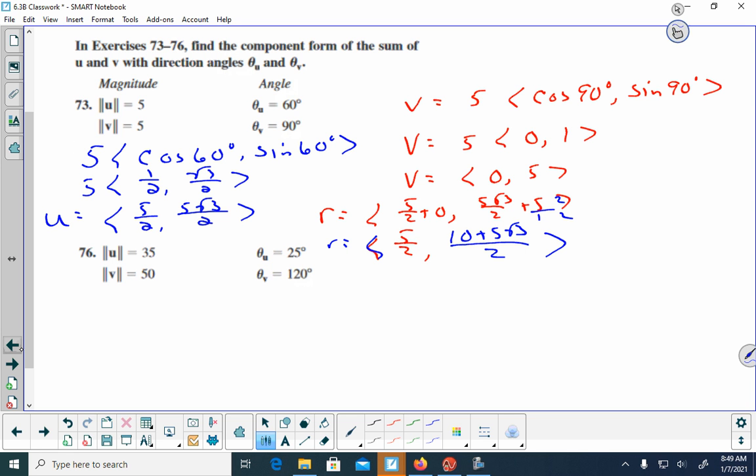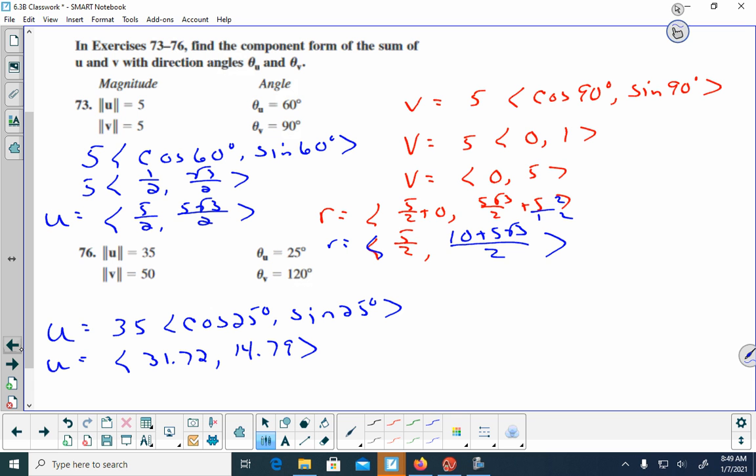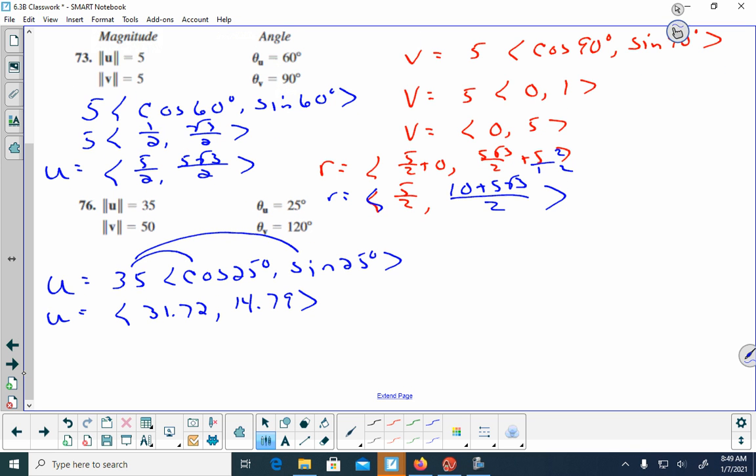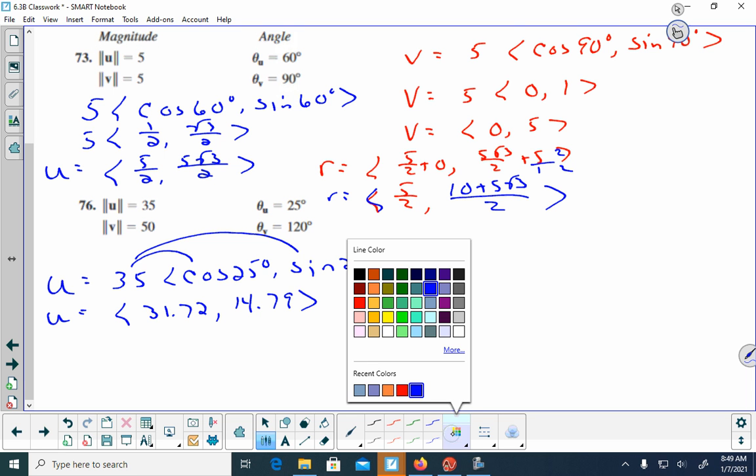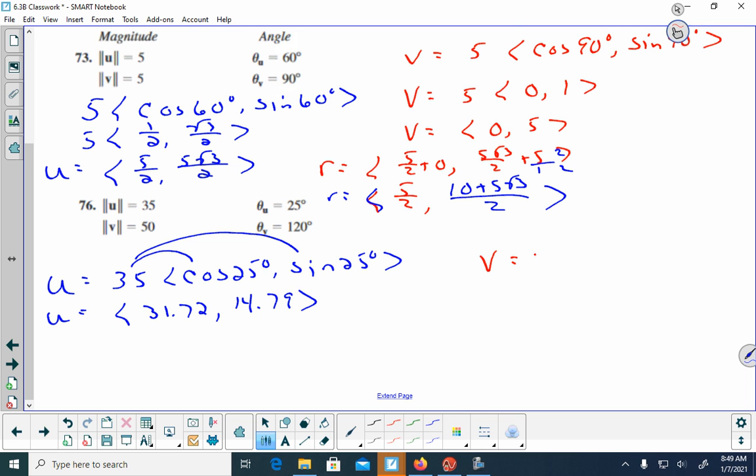For u, I'm going to do 35 times the cosine of 25 degrees, sine of 25 degrees. Now this is going to be a decimal. I have no choice, 25 is not on my unit circle. So u is equal to 31.72 and 14.79. And that's what I got after I distributed 35. Then when I do v, v is equal to 50 times the cosine of 120, sine of 120.